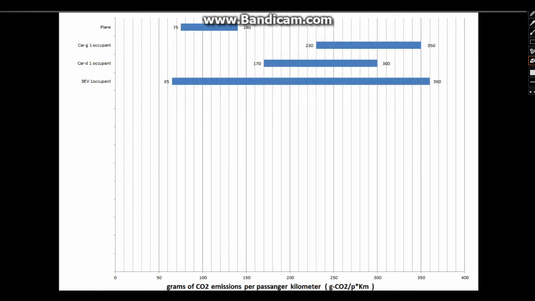Then we have electric cars. For an electric vehicle, the emissions can vary a lot, depending on the way you produce the electricity which you use to power the vehicle. So for battery electric vehicles, you can have a range between 65, which is a reasonable value if you use only renewable energies, to around 360, which is a value that you can obtain if you use electricity from coal power plants or oil power plants.